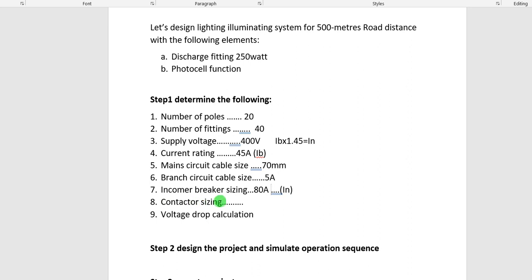Now, contactor sizing. A contactor is not a protective device. There is a formula we use for sizing contactors when doing industrial motor control. But because we are not doing that, we are going to do a freehand selection for this contactor. If my MCB sizing is 80 amps, you are also going to use that same 80 amps.